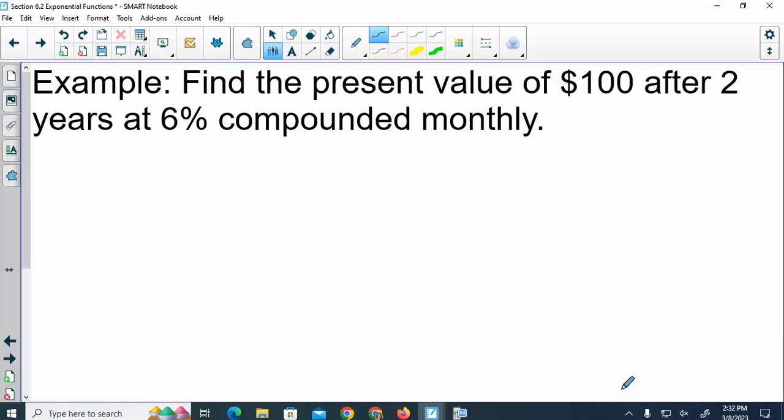Okay, all right, why don't you guys try this one? Oh, you're looking for P? Yep. Find the present value. I didn't say the future, so the present value is P. Yes, ma'am. Of $100. So what's the 100 represent? After 2 years, at 6%, 0.06, compounded monthly.